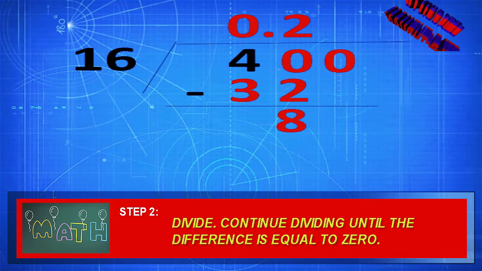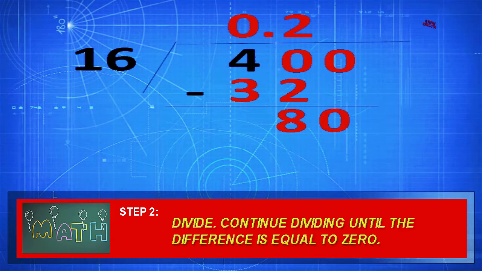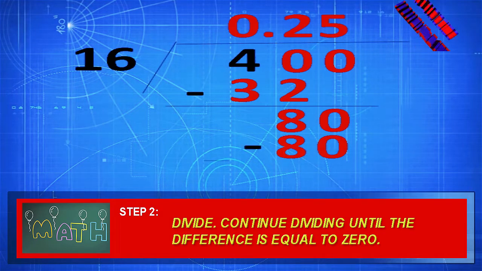Let's bring down another 0, and that makes it 80. 80 divided by 16 is equal to 5. 5 times 16 is equal to 80. 80 minus 80 is equal to 0. Our quotient is 25 hundredths.